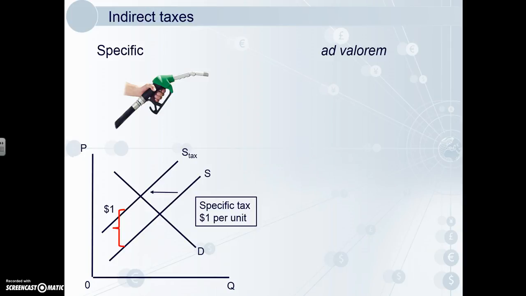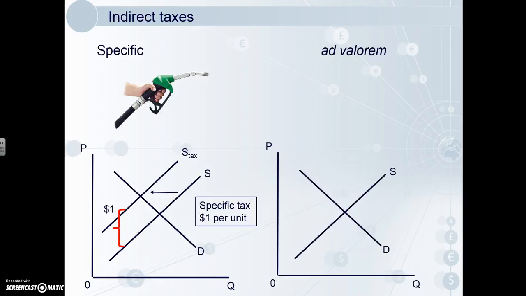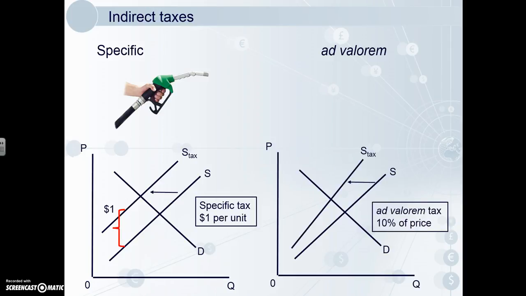An ad valorem tax, on the other hand, is a percentage of the original price. Note that this is written in italics because it's Latin and therefore fancy. Now, due to it being a percentage of the price, the new supply curve moves out from the original. It's not parallel. It starts close down the bottom left and moves further away from the original supply curve.